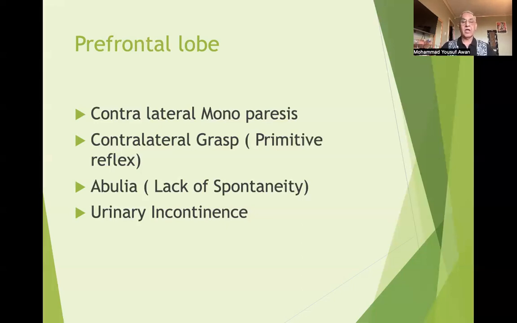Abulia is lack of spontaneity. Normally a person does things spontaneously, but with frontal lobe damage the patient will usually lose spontaneity. Also, the frontal lobe controls urinary continence, so damage to the prefrontal lobe will cause urinary incontinence.